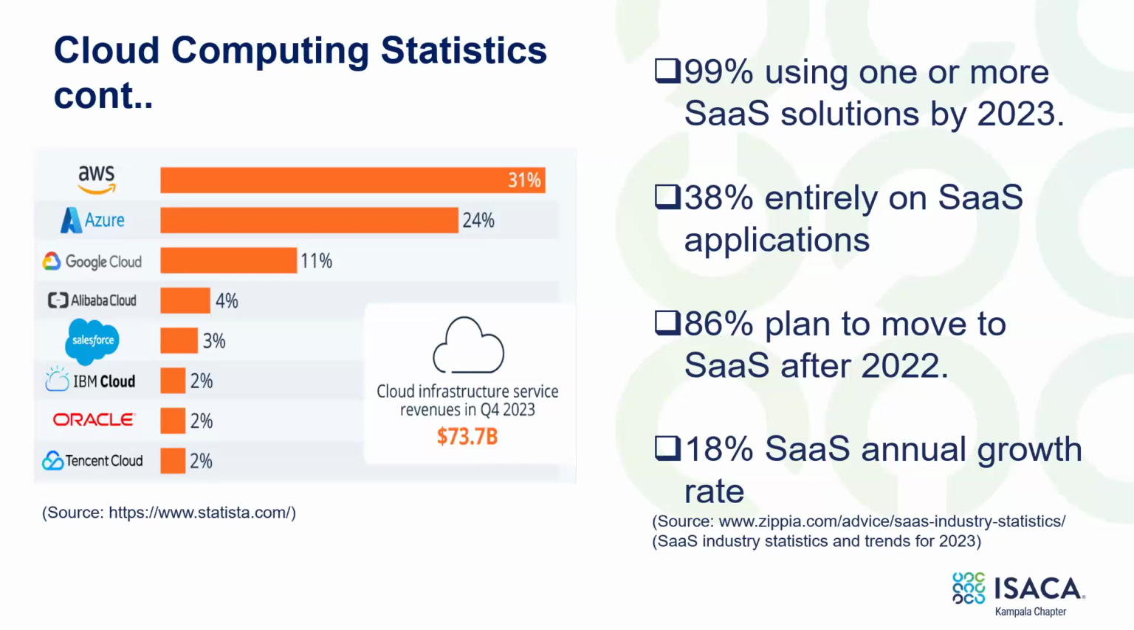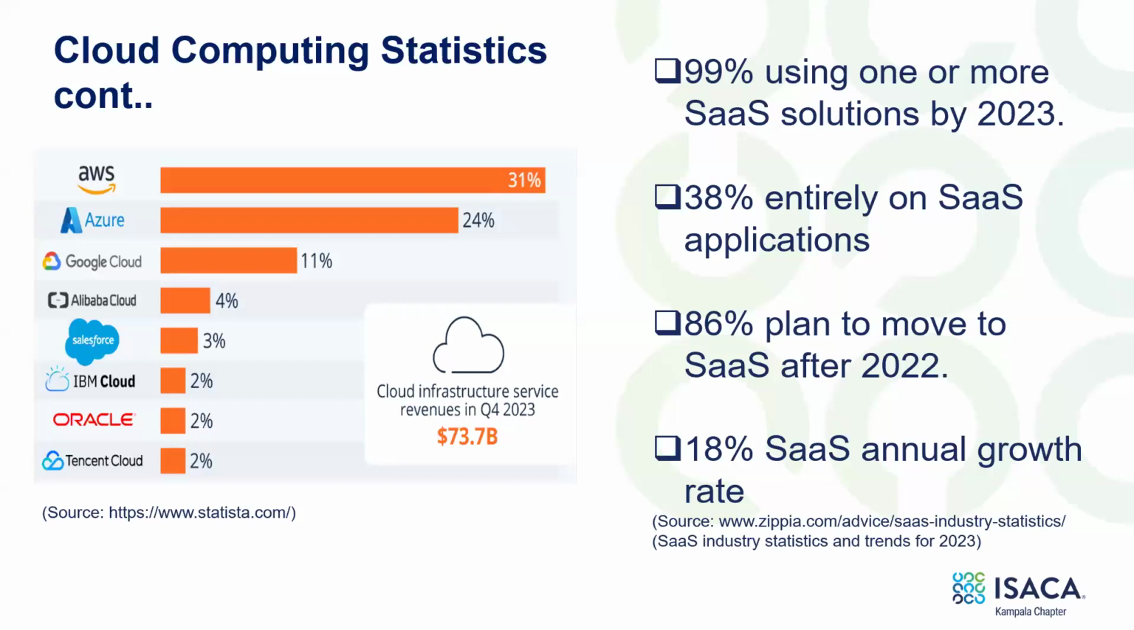Now, what else are we seeing from these SaaS industry statistics? From Zipia.com, we realized they came up with a report in 2022, which forecasts the trends for 2023. And they are saying that 99% of companies will be using one or more SaaS solutions by the end of 2023. Actually, right now, almost every business, almost every entity, somewhere, somehow, is using a SaaS application, either knowingly or unknowingly.